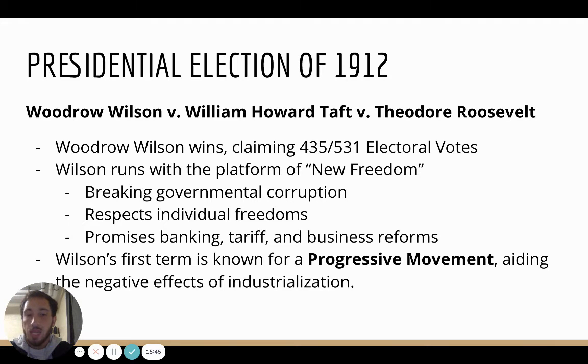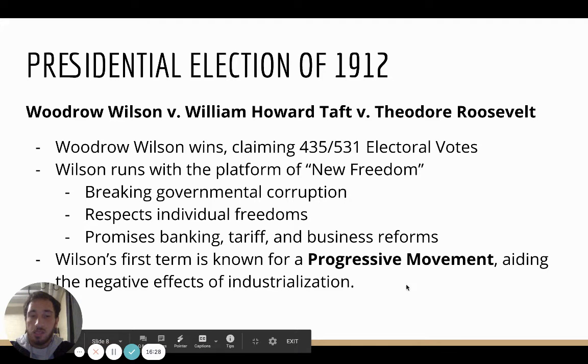Now, Woodrow Wilson's main program that he was running was called New Freedom. He wanted to try and get rid of government corruption. He wanted to make sure that government was respecting the individual freedoms, especially ones like the First Amendment, where you have freedom of speech, freedom of press, freedom of religion, things like that. But he also promised a ton of reforms. He wanted to increase banking, fix foreign tariffs on goods so that the United States is able to bring in more money for what we're able to put out. And he had a bunch of business reforms that would help industrial business boom and progress.